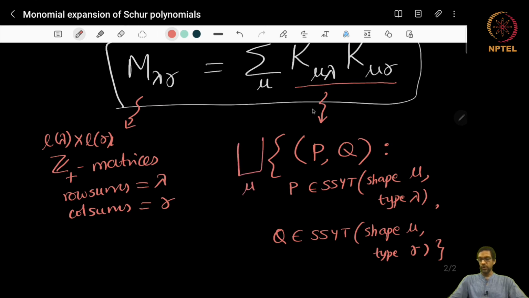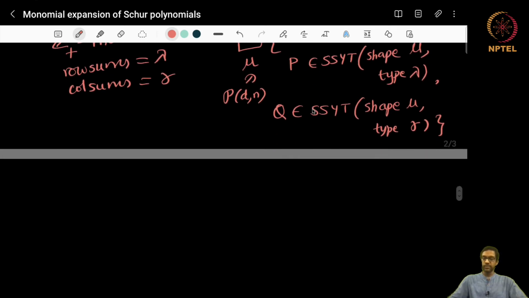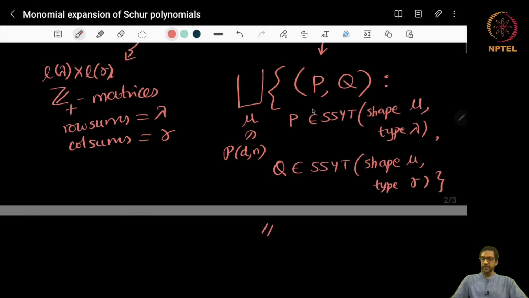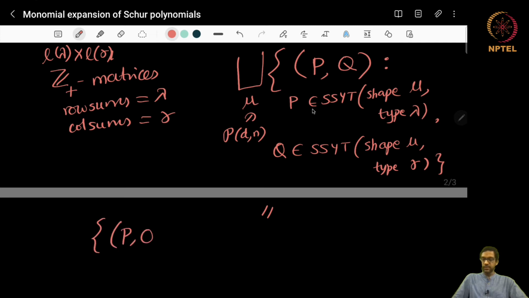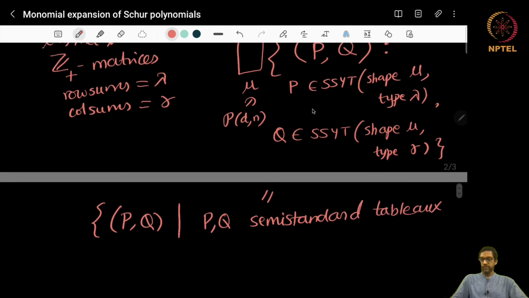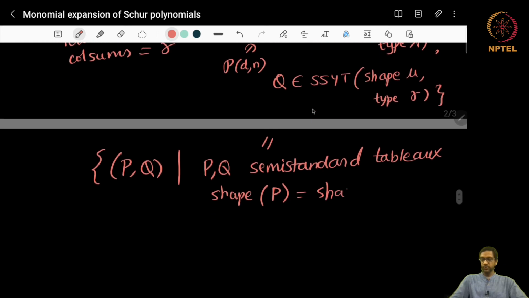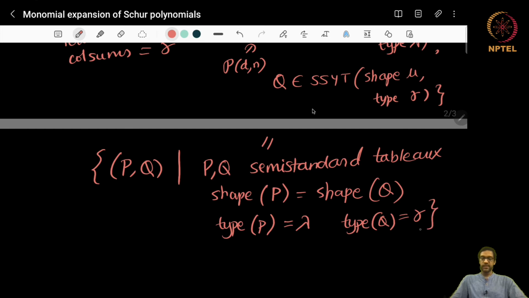But then I also want to take a union over all possible mu's, because I want a summation over mu here, with mu ranging over all partitions of n. I can rewrite this union as follows. I don't care what mu is. So the right hand side is the set of all pairs P, Q of semi-standard Young tableaux with the following properties: they both have the same shape, and I don't care what that shape is, so shape of P equals shape of Q. But the types are fixed: type of P is lambda and type of Q is gamma. So this is the set that I'm looking for.